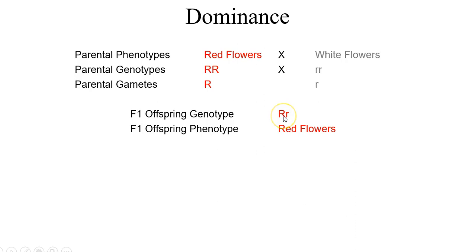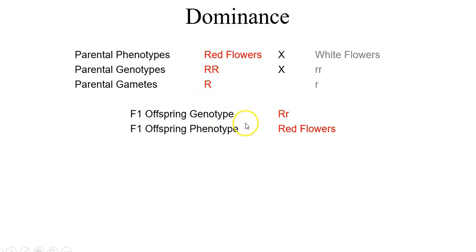The offspring would be heterozygous, but this time with dominance, we would not see both alleles being expressed, and we would not see a blending effect, but we would see only one of the alleles being expressed. One allele would be expressed, the other would recede. And so here the offspring would have red flowers just like this one parent.